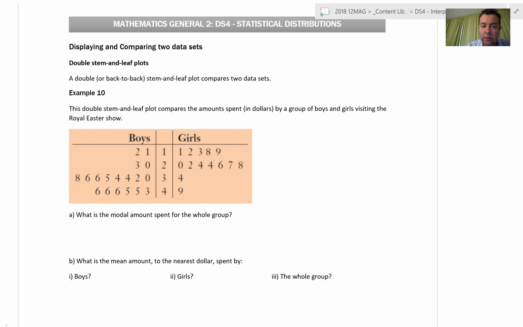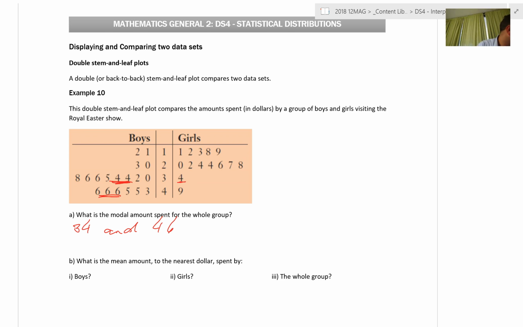So, first of all, double stem and leaf plot. Common stem, different leaves, boys and girls. Modal amount, most common one. Well, we'll see here that including this one here, there are 3 34s and 3 46s. So we've got two modes, 34 and 46.